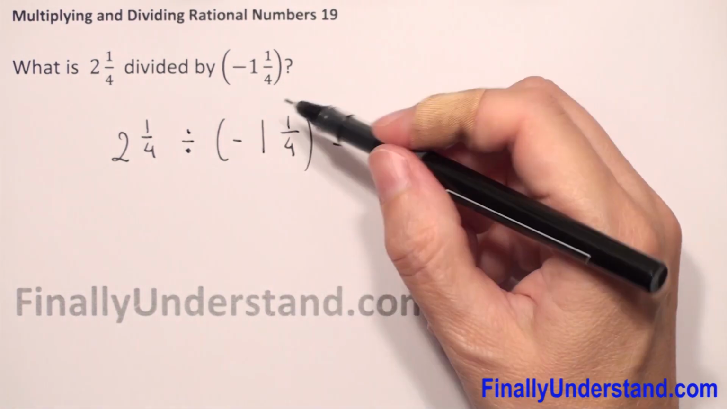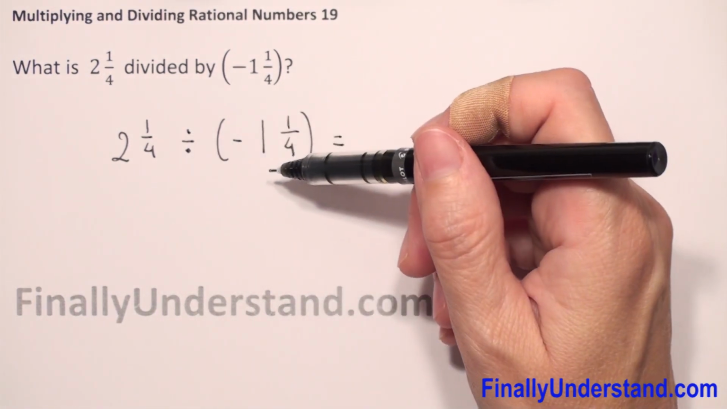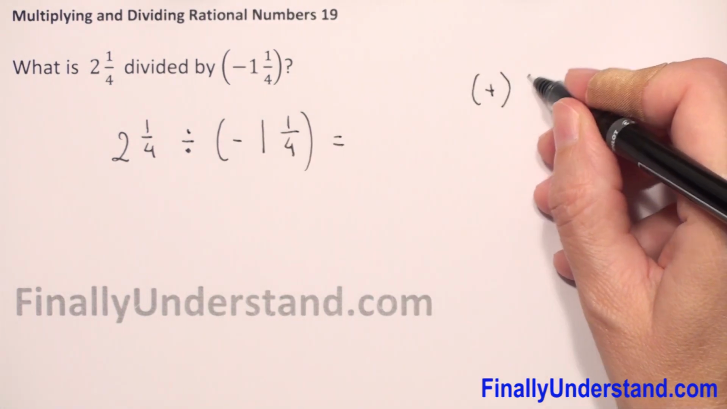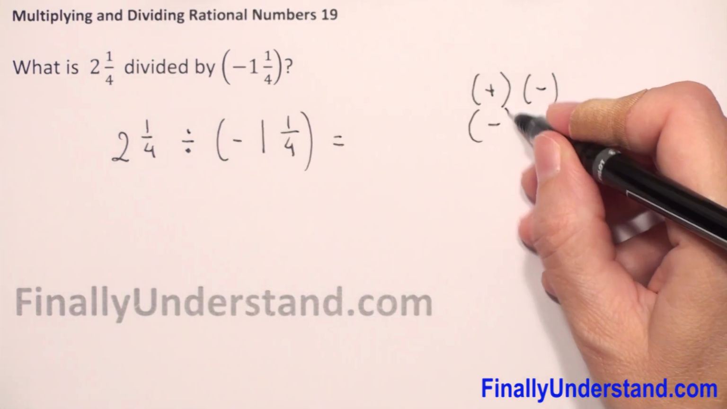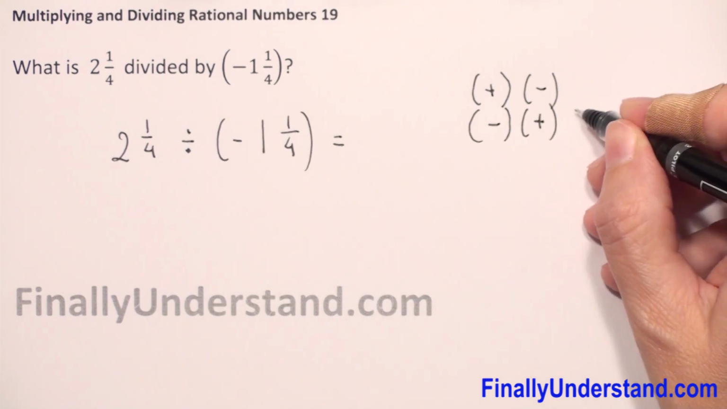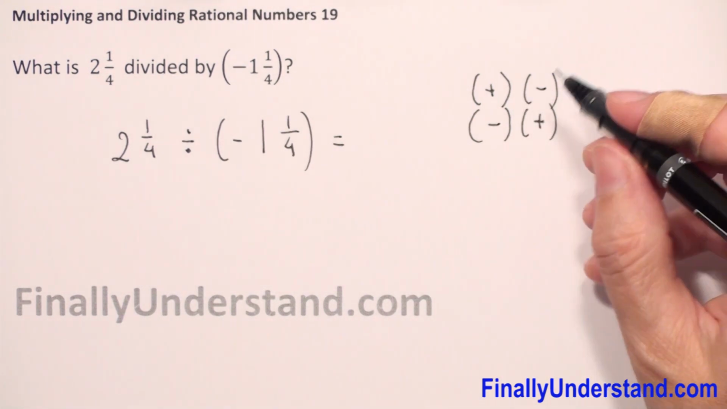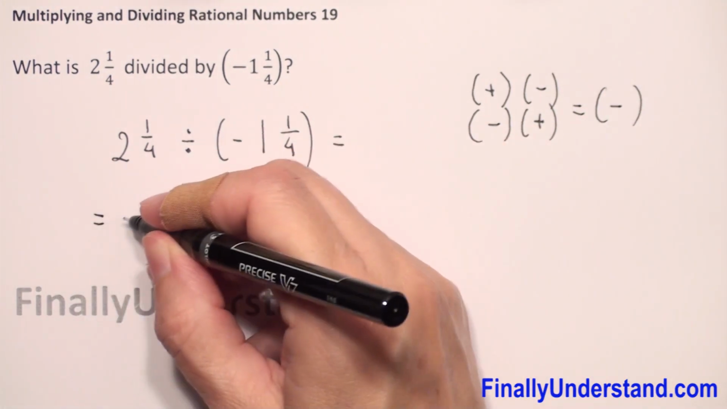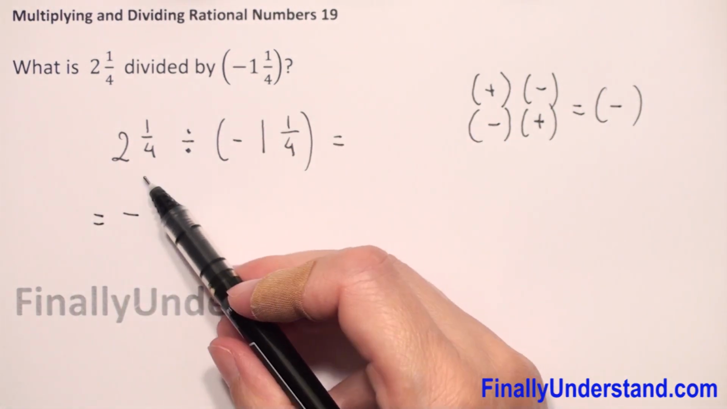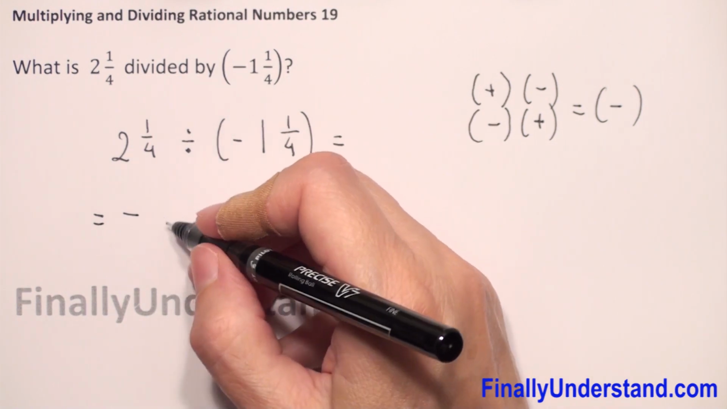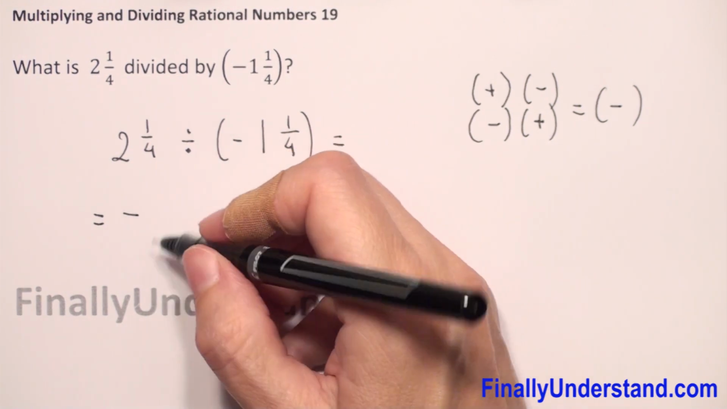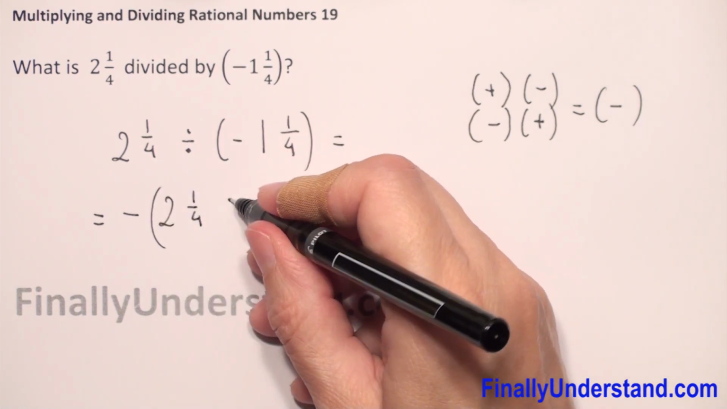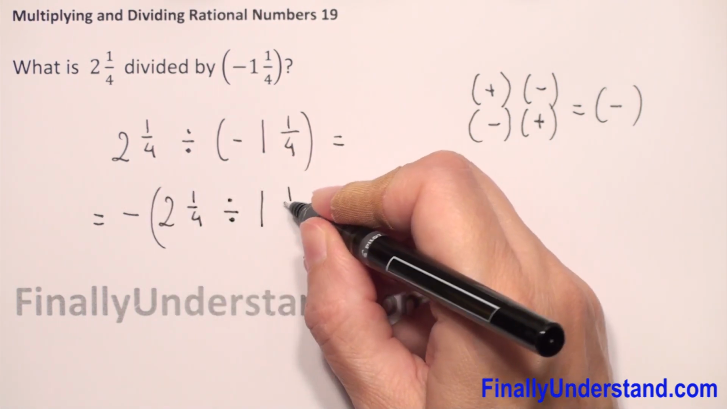When we divide or multiply two numbers, one positive, one negative, or negative, positive, it doesn't matter. If we multiply them or we divide them, the answer is negative. So we will have a negative sign, and now we have to divide these two mixed numbers. So we have 2 and 1 over 4, we can write parentheses, divide by 1 and 1 over 4.